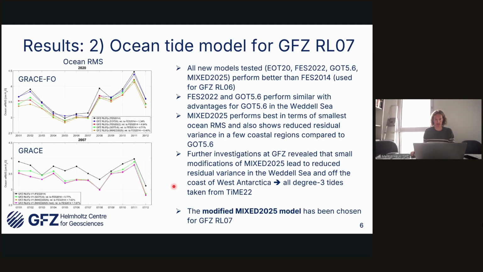And then the second test was the ocean tide model test for GFZ Release 7. Here the main conclusions are that all new models tested perform better than the old FES2014 model that we used for GFZ Release 6. We had the question before, what's the individual impact of the different improvements? Here the numbers in the legends are maybe a little small, but they tell us that simply using a more recent ocean tide model improves the ocean RMS by about 7%.